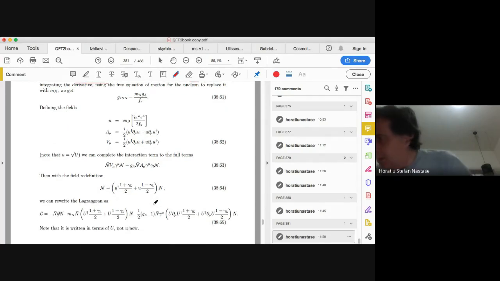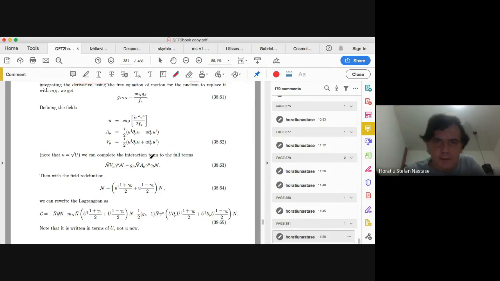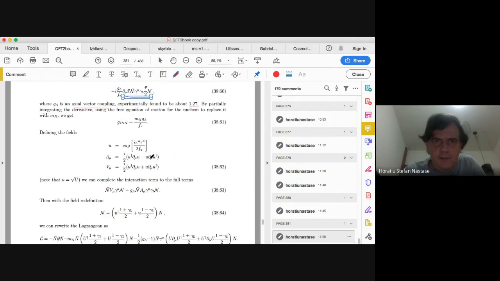Yeah, I'm not sure why. Well, GA, because this is the same. This is also axial. So it's the same GA, but why not GV in here? I would think there should be a GV in here. I would need to think about it. Why is there one here? I would think GV should be here.